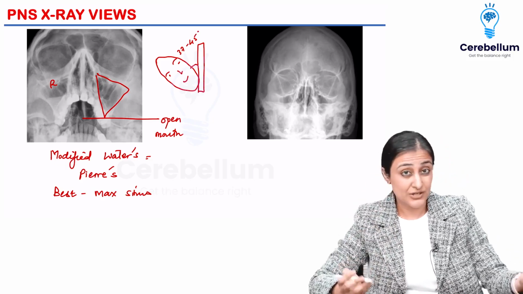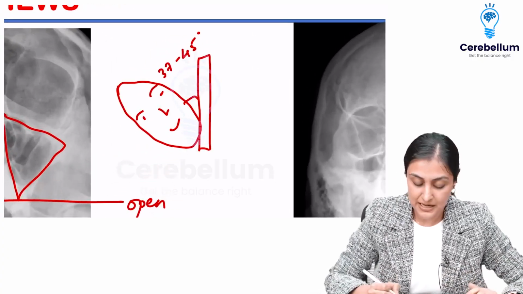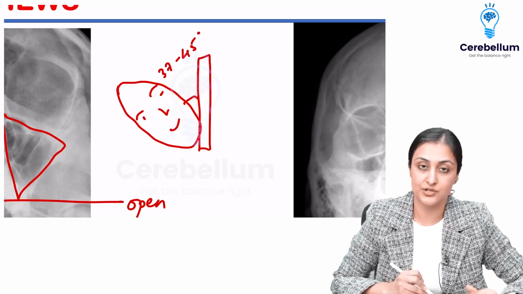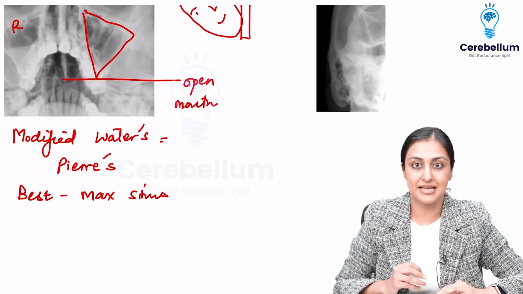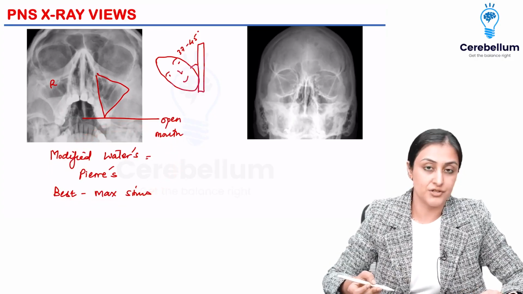This is a repeat question, a very weird repeat question. I don't know why they had to ask this, but the logic, I hope you understood. We have to lift the chin out so as to free the maxillary sinus from the bone. So this is how we acquire a Waters view.